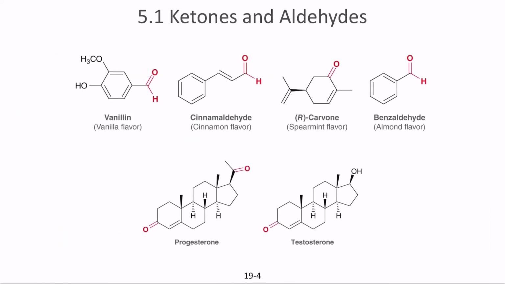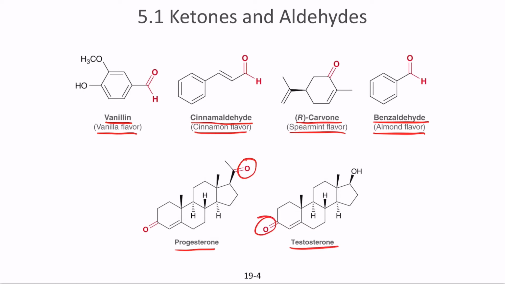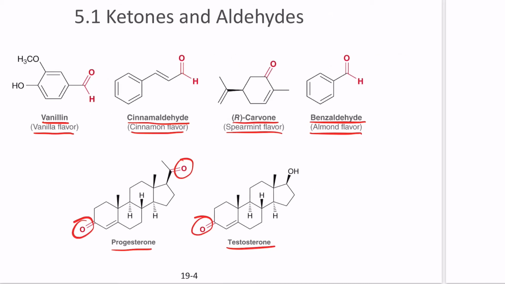Other compounds that involve aldehydes and ketones include vanilla. Vanilla flavor comes from a compound called vanillin. These are artificial flavors that you can replicate. Cinnamon flavor comes from cinnamaldehyde, and R-carvone is the spearmint flavor. Benzaldehyde gives you the almond flavor. Most other compounds such as progesterone, one of your hormones, have a ketone group on them, and testosterone also has a ketone group. So these are compounds that generally have ketones and aldehydes embedded in the structure.